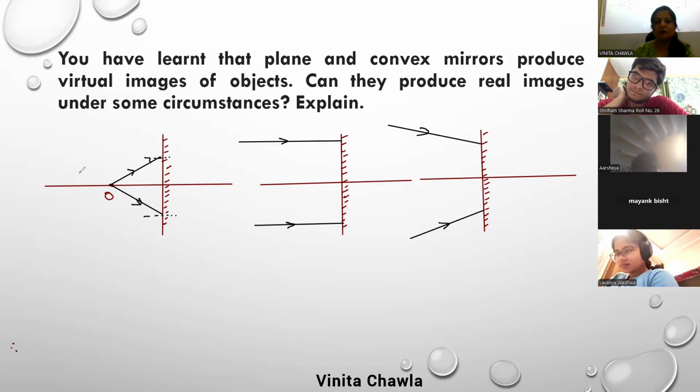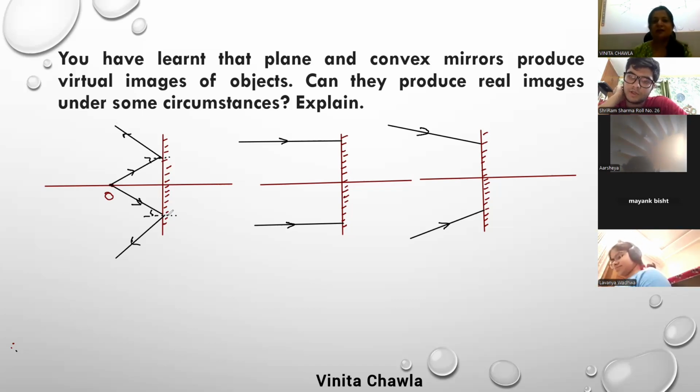We can draw reflected rays. How do we draw reflected rays? We draw reflected rays like this. So these are the reflected rays, and this arrow shows the direction of the reflected ray. And you can see these rays are diverging, they will never meet in front of the mirror.